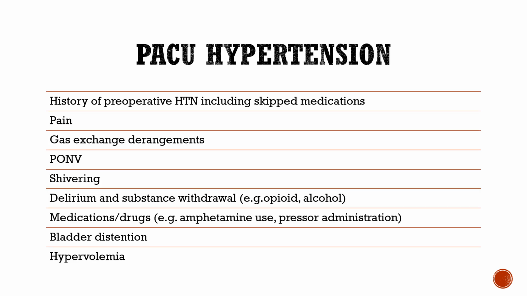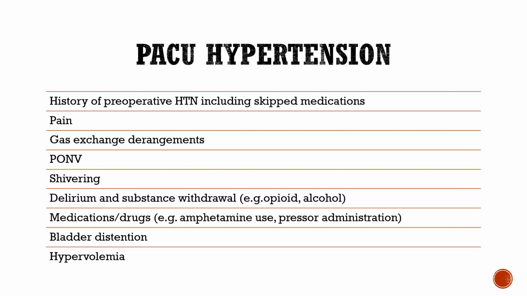What is a typical etiology of hypertension in the PACU? A lot of these patients will have a history of preoperative hypertension, and some of them skipped certain medications, either because they were told to do so or forgot to take them. Pain is important to think about and often overlooked. Gas exchange derangements, such as, for example, hypoxemia and hypercarbia, postoperative nausea and vomiting, shivering, delirium, and substance withdrawal, for example, alcohol withdrawal and opiate withdrawal.